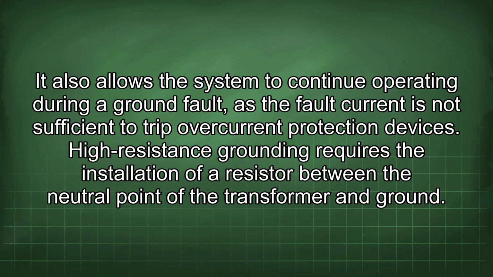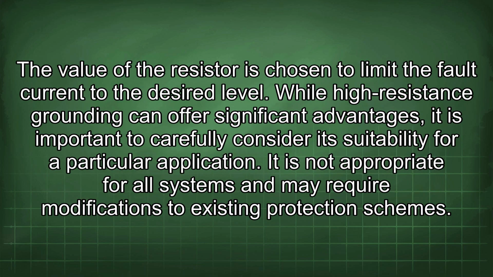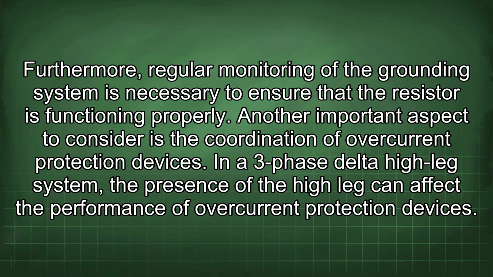High-resistance grounding requires the installation of a resistor between the neutral point of the transformer and ground. The value of the resistor is chosen to limit the fault current to the desired level. While high-resistance grounding can offer significant advantages, it is important to carefully consider suitability for a particular application. It is not appropriate for all systems and may require modifications to existing protection schemes. Furthermore, regular monitoring of the grounding system is necessary to ensure that the resistor is functioning properly.